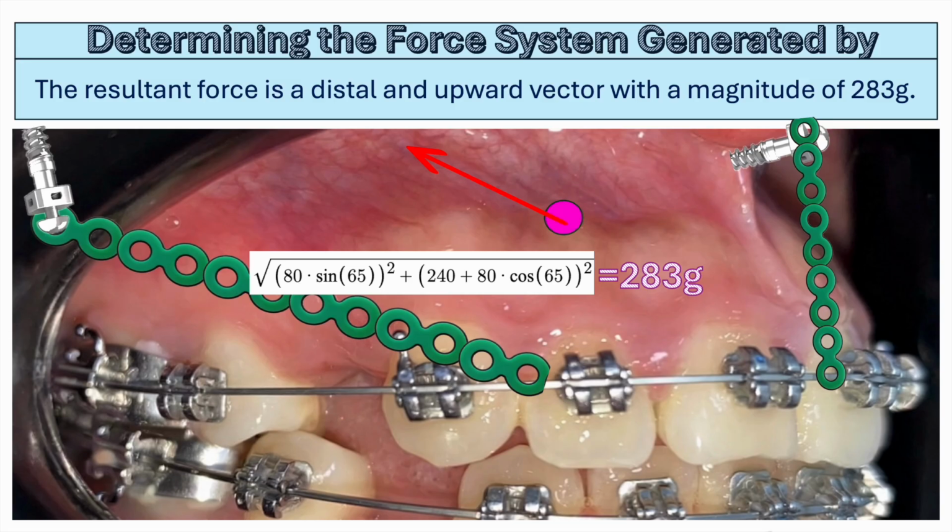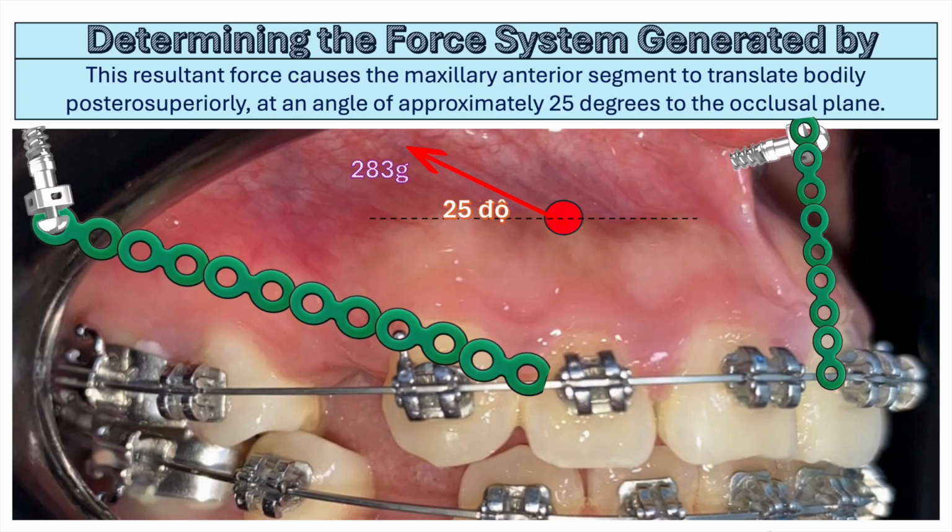The resultant force is a distal and upward vector of 183 grams. At a 25-degree angle, this allows for bodily translation of the anterior segment, achieving both retraction and intrusion without unwanted tipping.